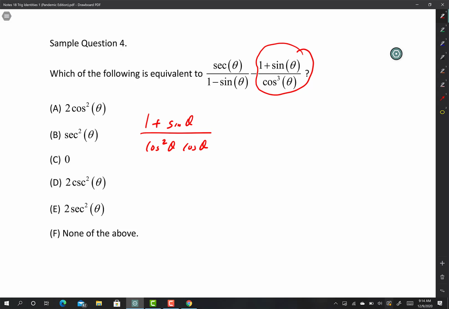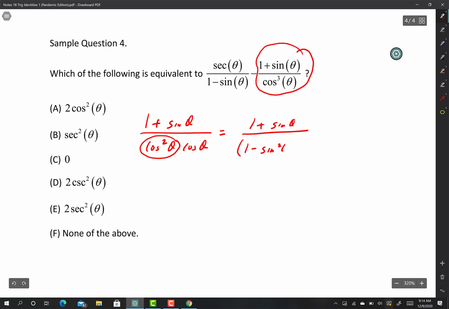So I'm going to take this cosine squared, and I'm going to replace it. What am I going to replace it with? If you go all the way to page 1, I'm going to replace the cosine squared with 1 minus sine squared. So here we go, 1 plus sine theta over, and I'm replacing cosine squared with 1 minus sine squared theta.